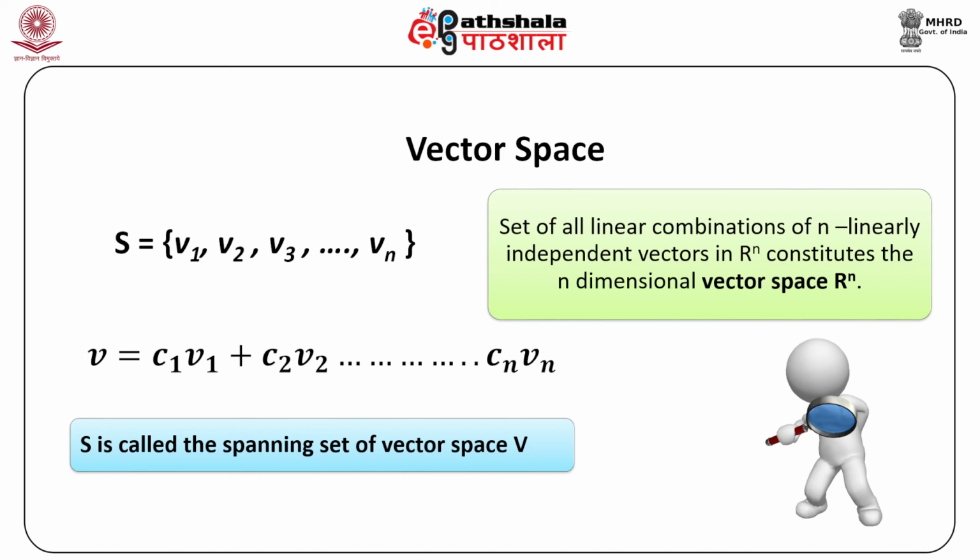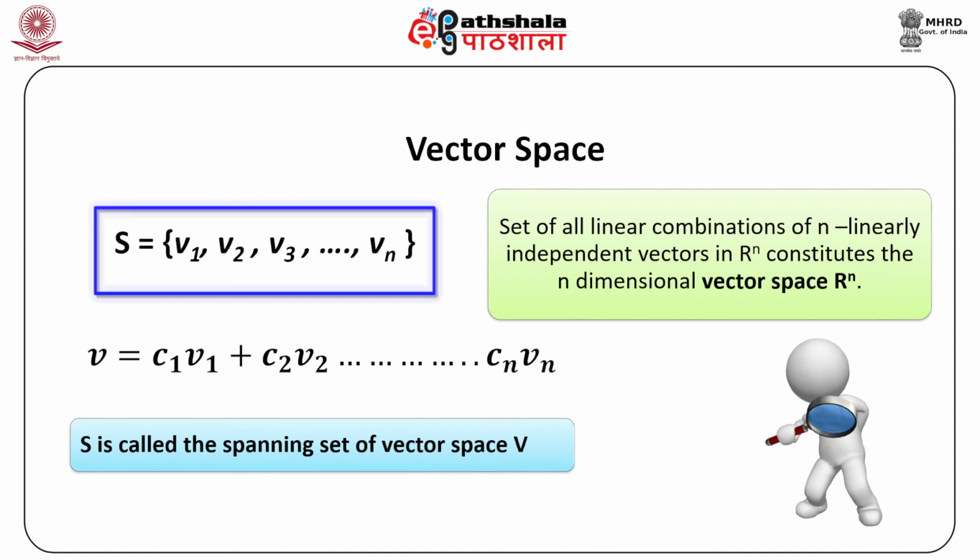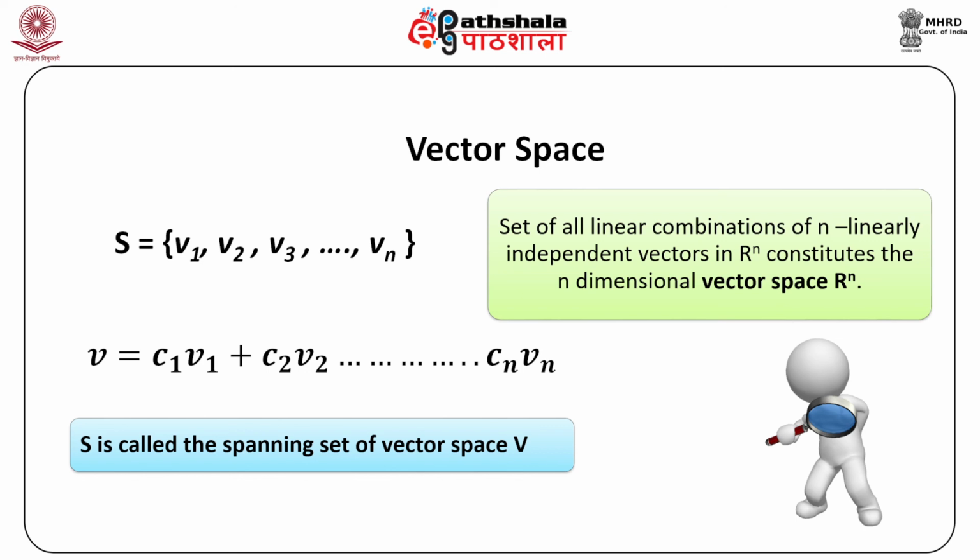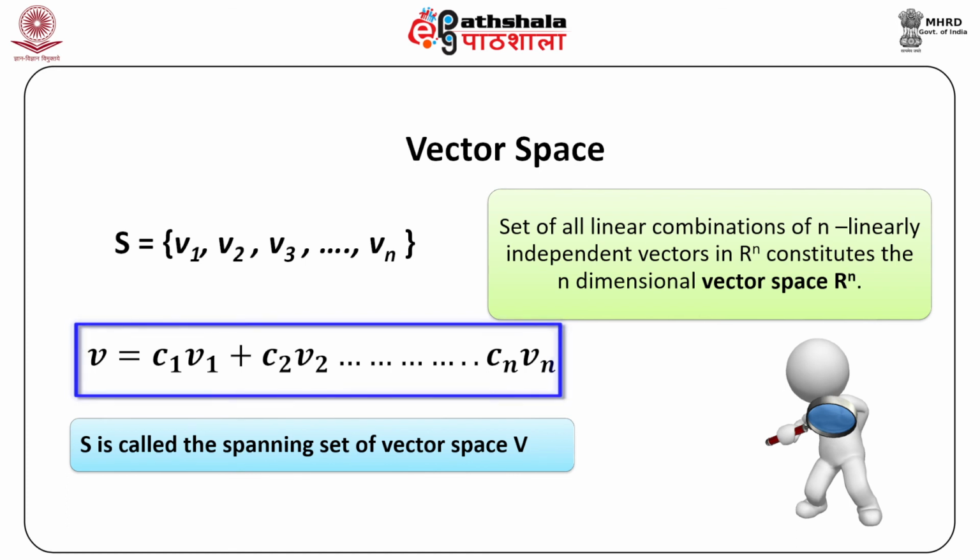Let V be a vector space and let S = {v1, v2, v3, ..., vn} be its subset. Then S spans or generates V if every vector v belonging to V can be written as a linear combination of vectors in S. That is, there exist scalars c1, c2, c3, up to cn such that v is equal to c1 v1 plus c2 v2 right up to cn vn.